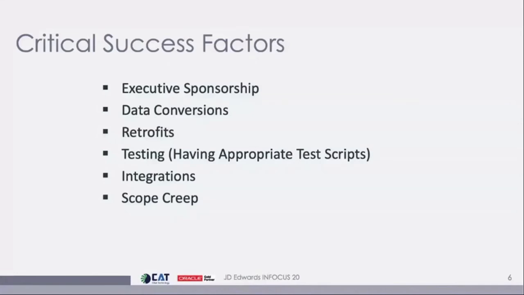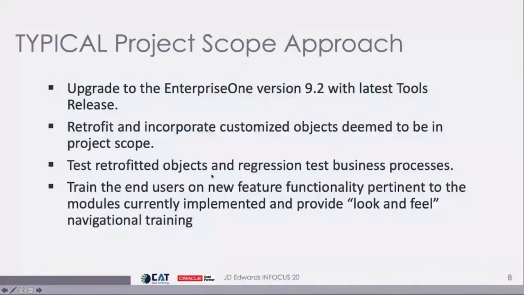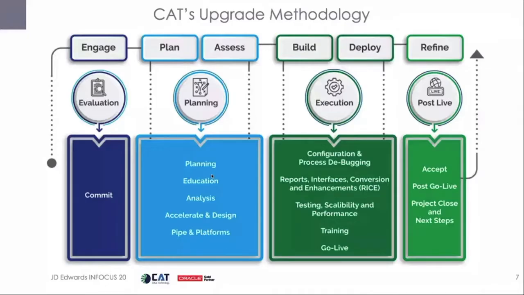And talking about those steps, this is a pictorial view of C&A Technologies' upgrade methodology. You'll see I was just talking about that planning and analysis and assessment portion of the methodology. Very key to start to understand that as quickly as possible. That way, when you get to that build and deploy phase, there is no scope creep. There is no second guessing what the project actually is.